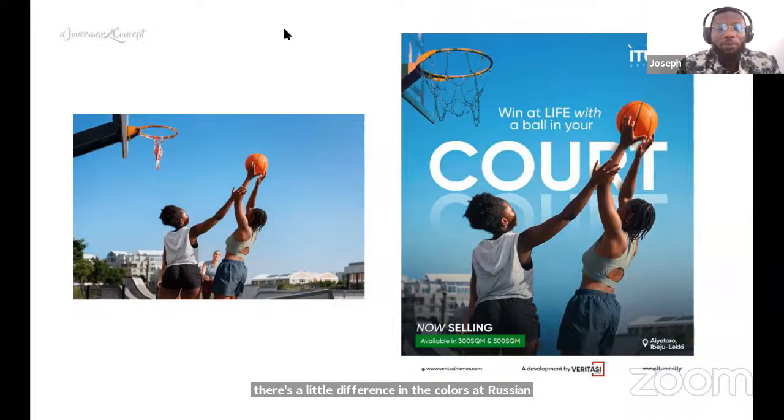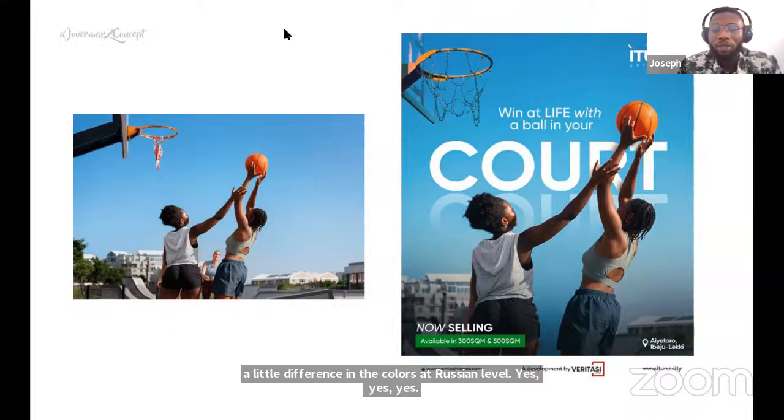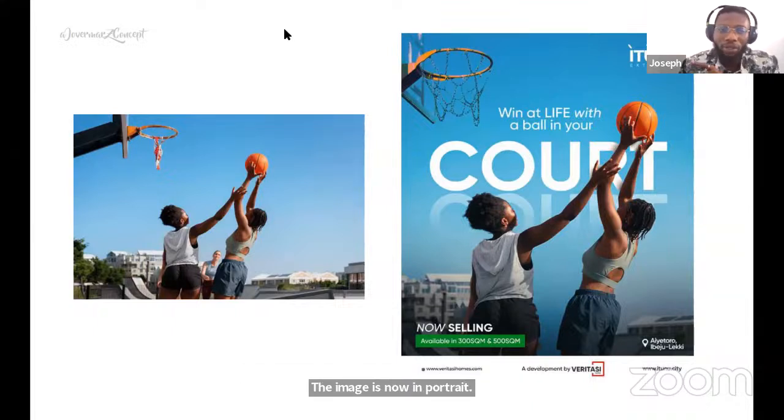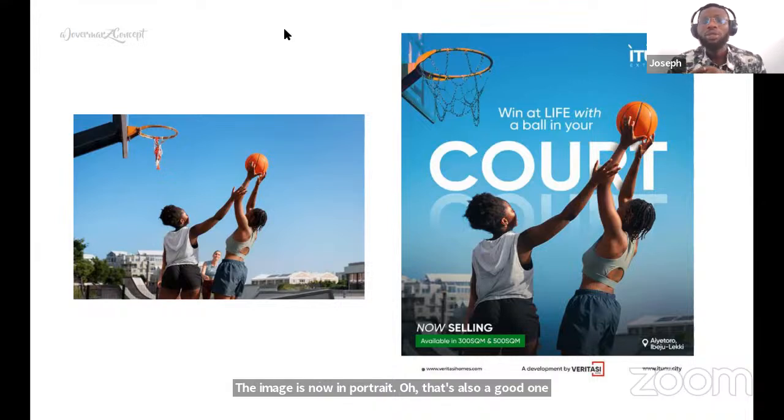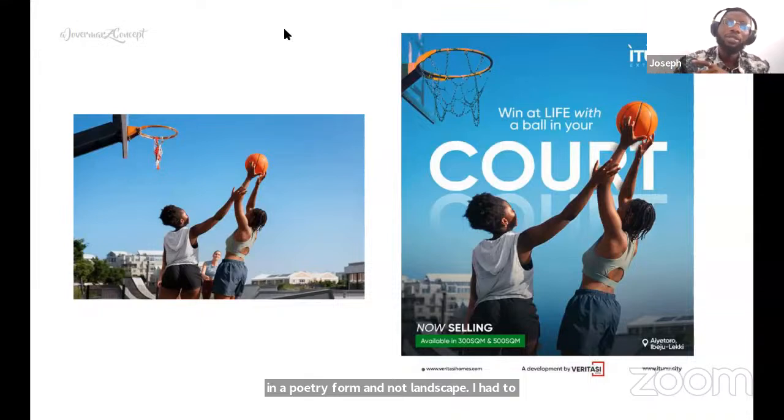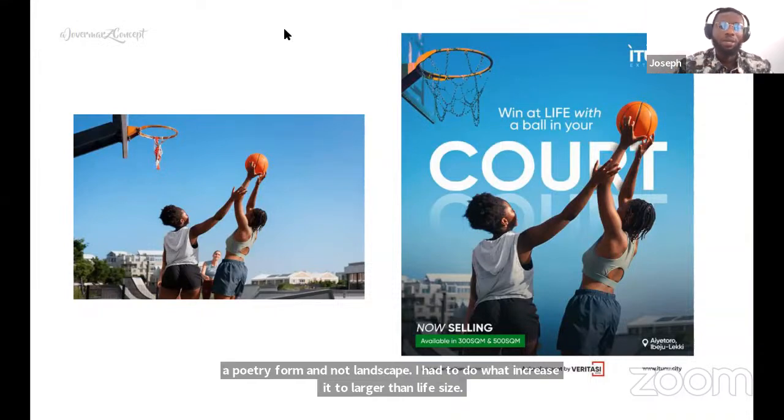The image is now in portrait. Oh, that's also a good one. So exactly, I was talking about that yesterday. To make sure that the image becomes portrait form and not landscape, I had to do what? Increase it to larger than life size, which is what you see here.